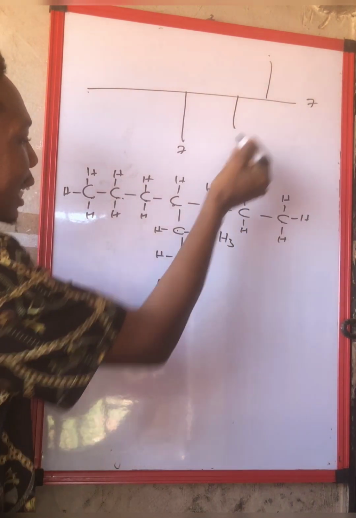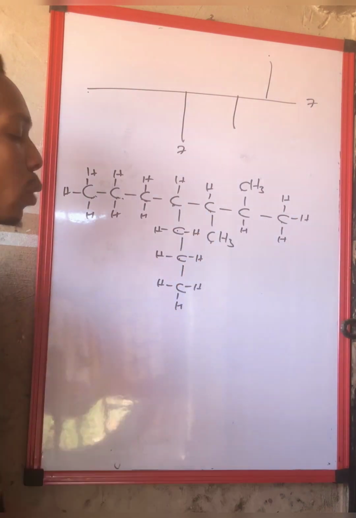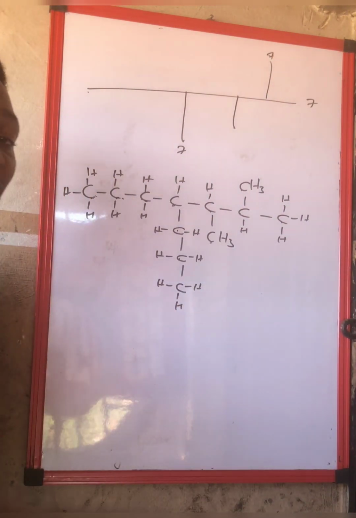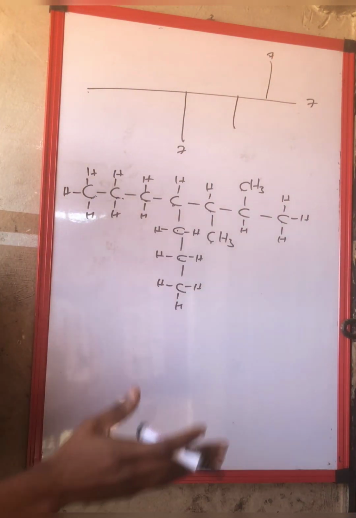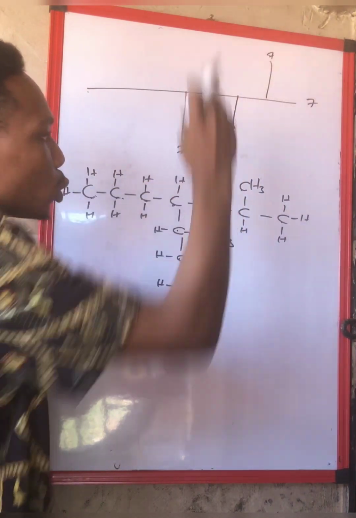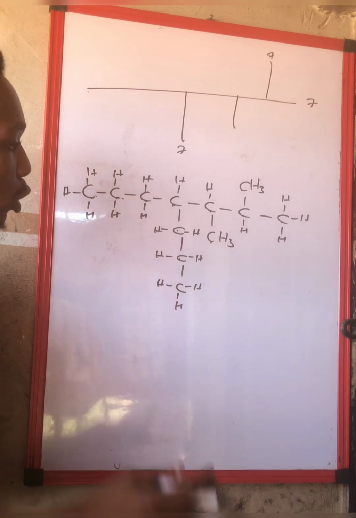I can also count like this, 1, 2, 3, 4, 5, 6, 7. Okay, so like this is also what? 7. So the longest chain is how many? 7. Then since here is 7, here is 7, and here is 7, counting like this, what do you now consider? You consider the one that is closer to the substituent.